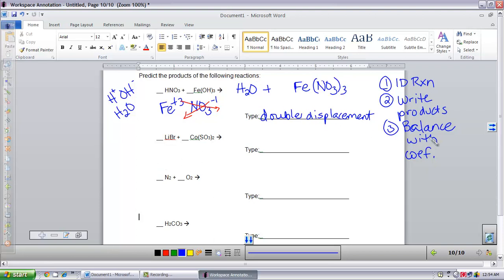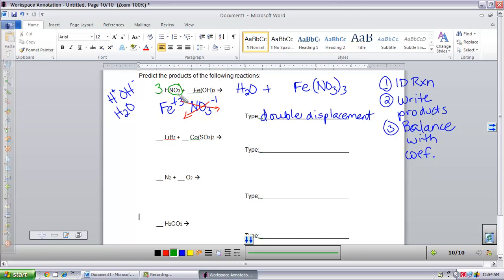Okay, so now let's balance. We've written our products. Let's balance. I'm going to look at my polyatomics as a whole. So I have 1 nitrate over here, and I have 3 nitrates over here. So I'm going to put a 3 in front of this. So 3 nitrates and 3 nitrates. I have 1 iron, 1 iron.